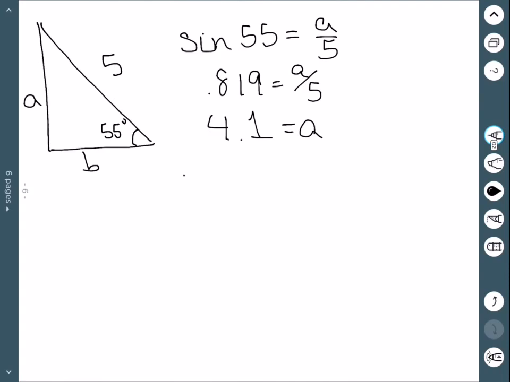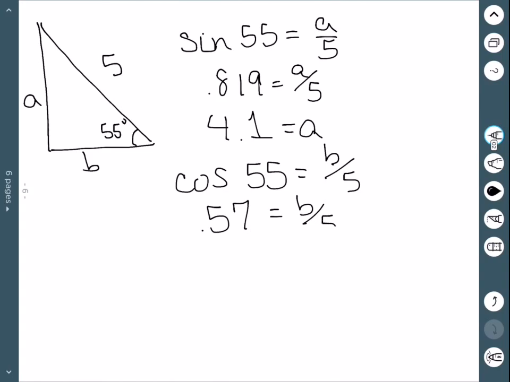The next question was how far it is from the base of the building. In this case, I'm going to use cosine of 55 degrees, since that involves my adjacent side and my hypotenuse. So we start with cosine of 55, which is 0.57. And then multiplying by 5 gives me that it's approximately 2.87 meters from the side of the building.